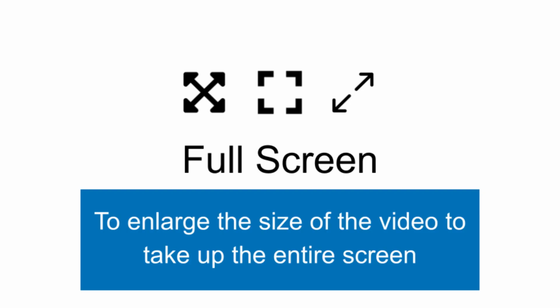Another important icon found on videos is the full screen icon, which is used to enlarge the size of the video to take up the entire screen. It is often characterized by arrows that are pointed outwards.